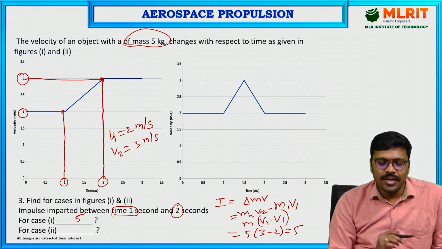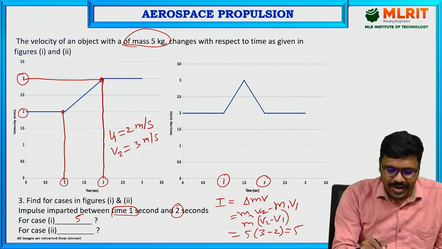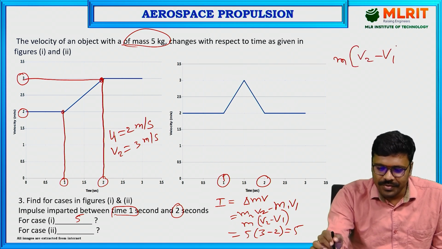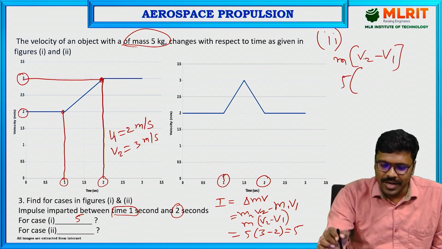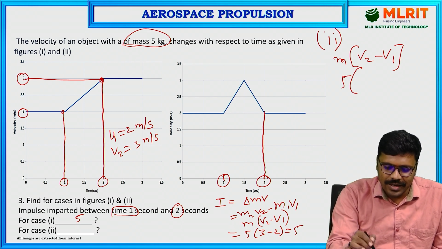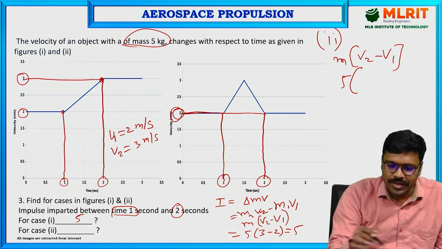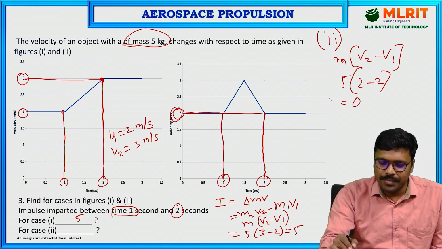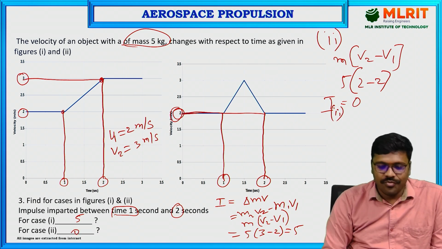Similarly, we will find it for the second case. The second case is also asking for the impulse between the first second and the second. The mass is the same, right? M into v2 minus v1 for the second case also. So mass is 5 kg and we have to find v2. At the second, what is the velocity? 2. And even at the first second, the velocity is 2 only. So 2 minus 2. So finally, 5 into 0, that is 0.